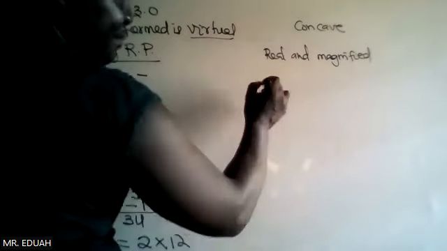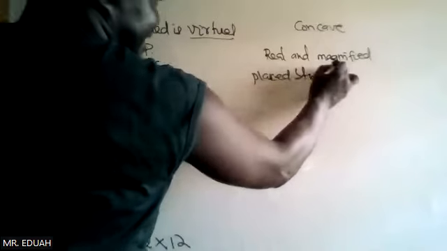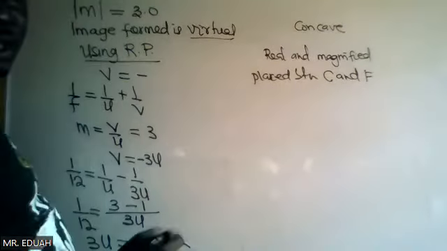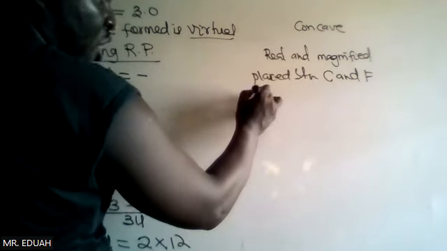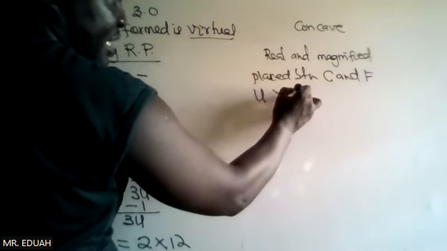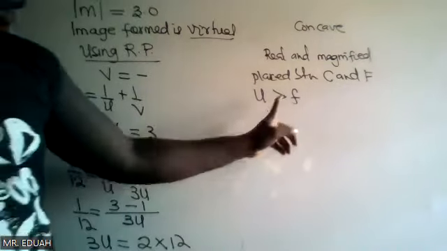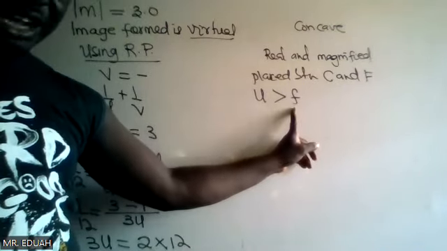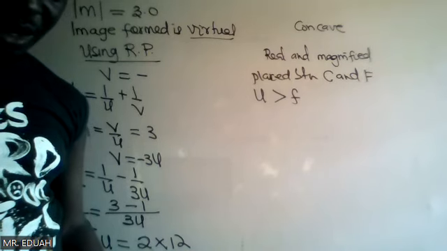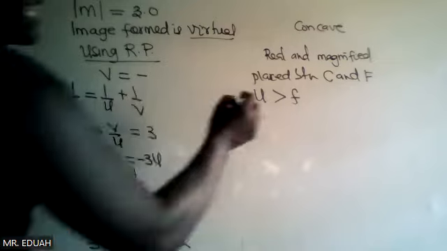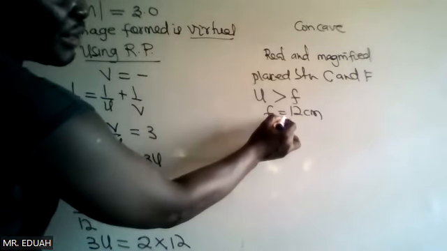The object must be placed between C and F. If it is between C and F, then for this particular position, the object distance must be greater than the focal length F. So the object distance must be greater than the focal length so that we have such an image. Class, are you okay? We had our focal length to be 12 centimeters, so the object distance must be something greater than 12 centimeters.